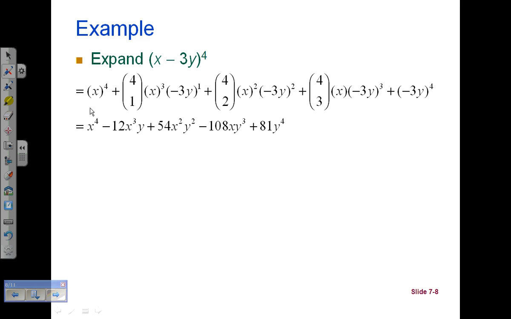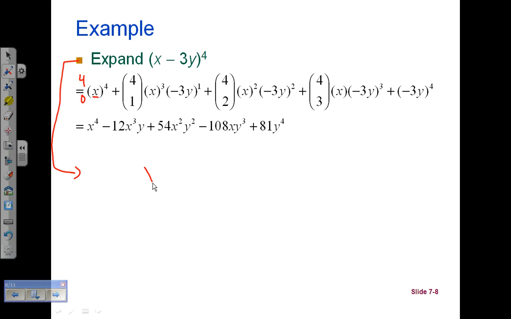Expand x minus 3y to the 4th. That's one way of doing it right there. You can put in all your x to the 4th, this would be 4 choose 0, x cubed times minus 3y to the 1st, 4 choose 2, x squared times minus 3y squared. What they're doing is taking this term right here, and that's kind of an awkward way of looking at it if you've never seen it before, but you can.